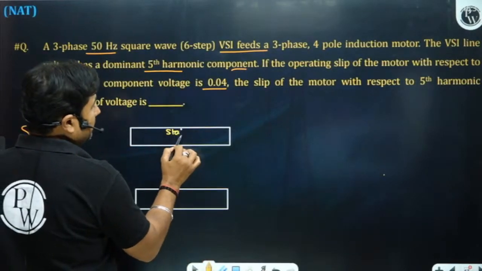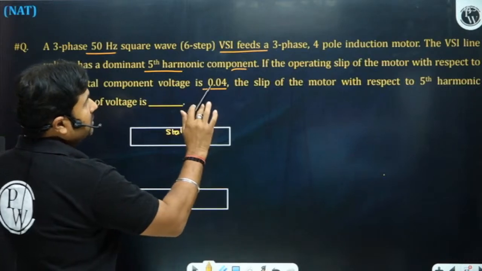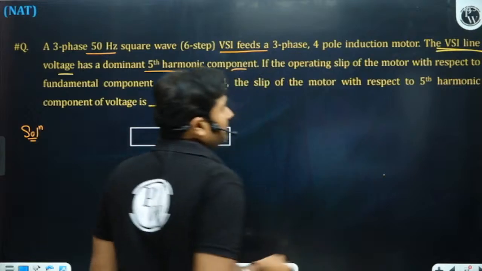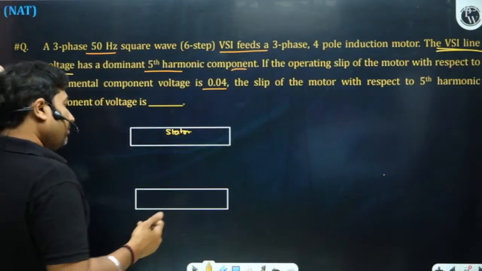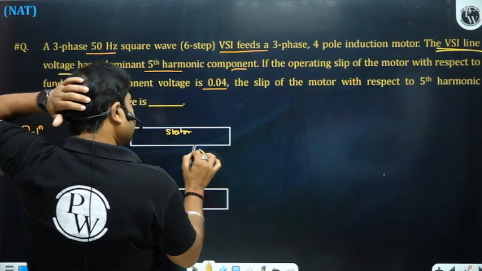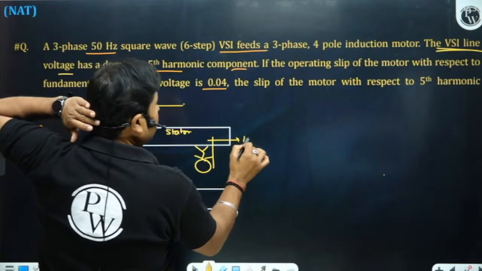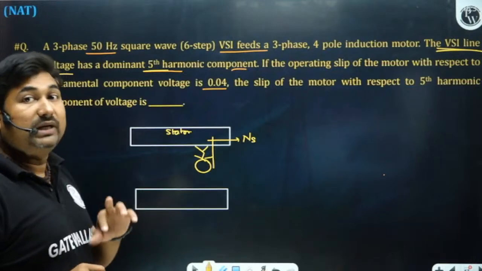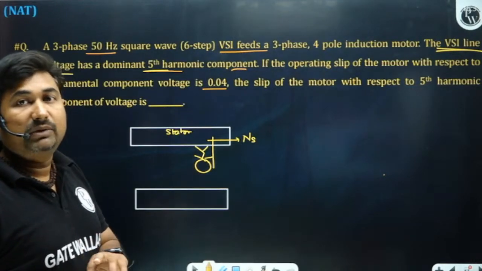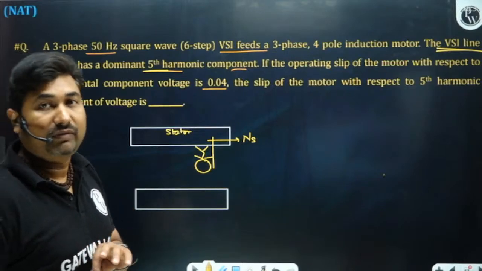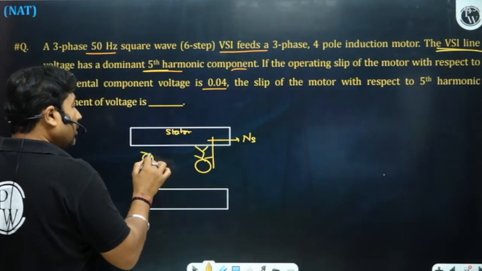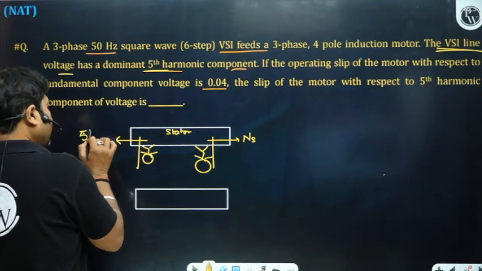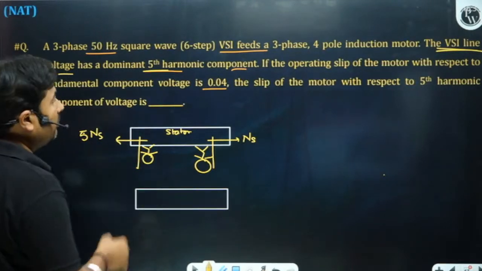This is your stator. Because harmonic is present in the supply, so it's a time harmonic. Time harmonic is a high speed rotating harmonic. Fundamental component is rotating at a speed of NS. Fifth harmonic is 6m minus 1. All 6m minus 1th time harmonics will rotate at a speed of 6m minus 1 times NS in the opposite direction, and all 6m plus 1th harmonics will rotate in the direction of fundamental. So this will rotate at a speed of 5 NS in the opposite direction, the fifth harmonic component.